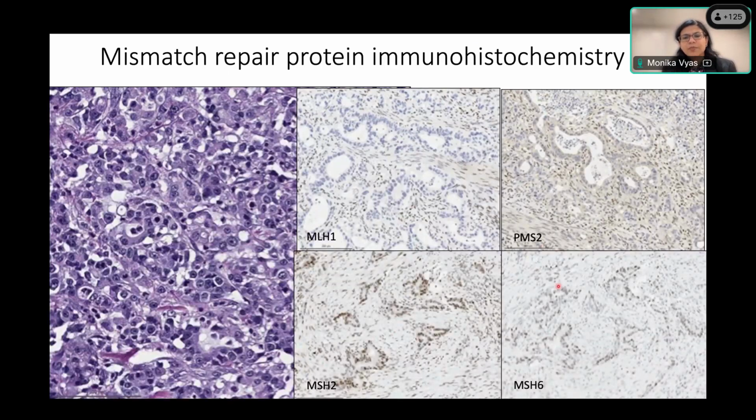So mismatch repair IHC is fairly simple to interpret. There are many caveats which I will not go into, but really what you're seeing is loss of nuclear staining. So in this case, there's loss of MLH1 and PMS2, because here, even though there is a high background, you can see there is no nuclear staining, and then the internal control in the stromal cells shows nice nuclear staining. So this is interpreted as loss of MLH1 and PMS2, whereas there is intact nuclear staining for MSH2 and MSH6.